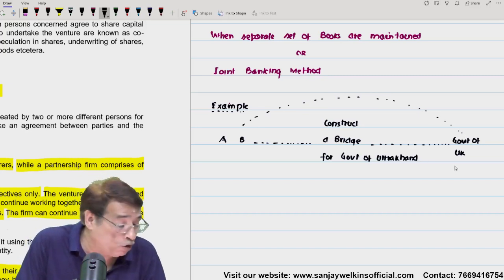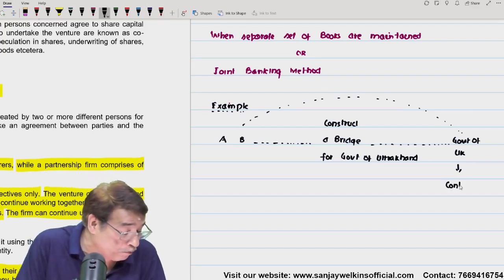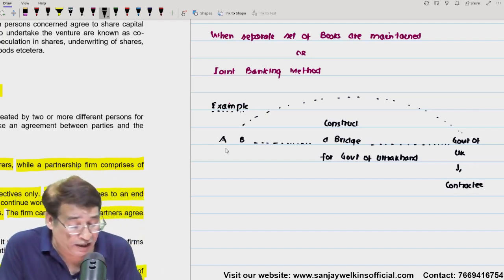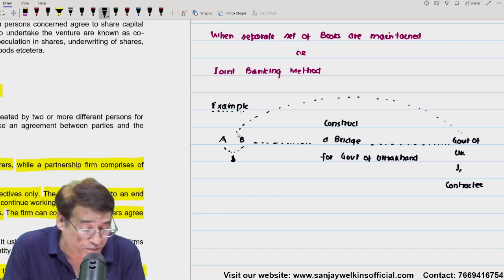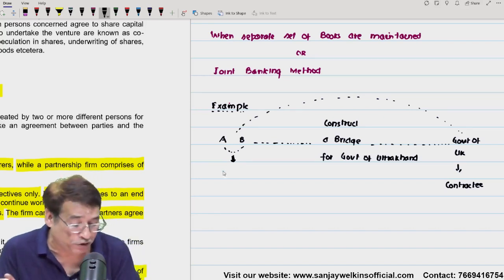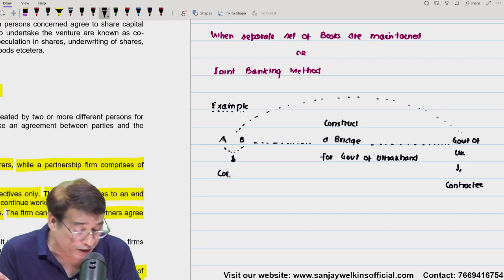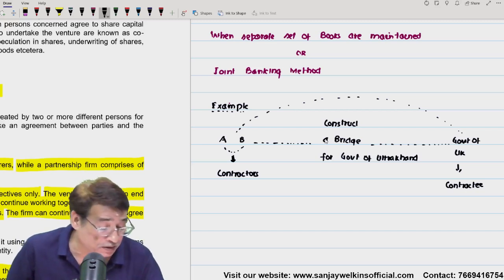So A and B have entered into a sort of contract with the government of Uttarakhand. Number one, the government of Uttarakhand, which is giving the contract, will be known as the contractee company. While A and B, who have entered into a short partnership, will be known separately as co-venturers. We can also call them contractors, because this time they are working as contractors, constructing a bridge for the government of, let us say, Uttarakhand. Is it clear to you?